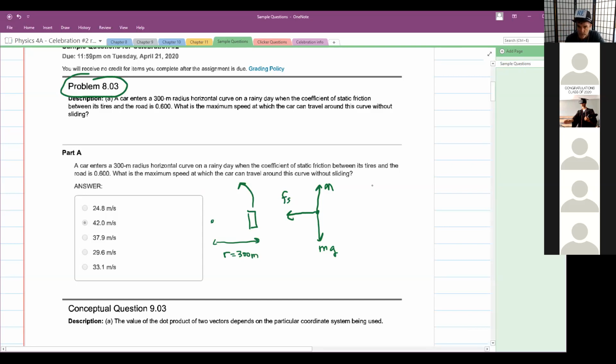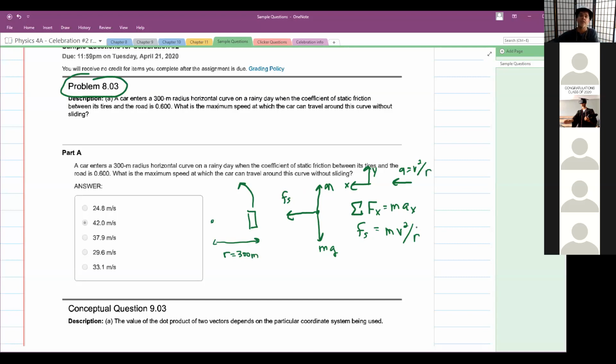So if I define my positive x to the left, and I highly recommend always defining positive in the direction of the acceleration, especially if we're talking about centripetal acceleration, then I know that my acceleration is v squared over r to the left. So if I do the sum of the forces in the x direction equals ma_x, what I would get is the force of static friction has to equal mv squared over r. Now we want the maximum speed this car can travel without sliding, which means that static friction has reached its maximum value, right?